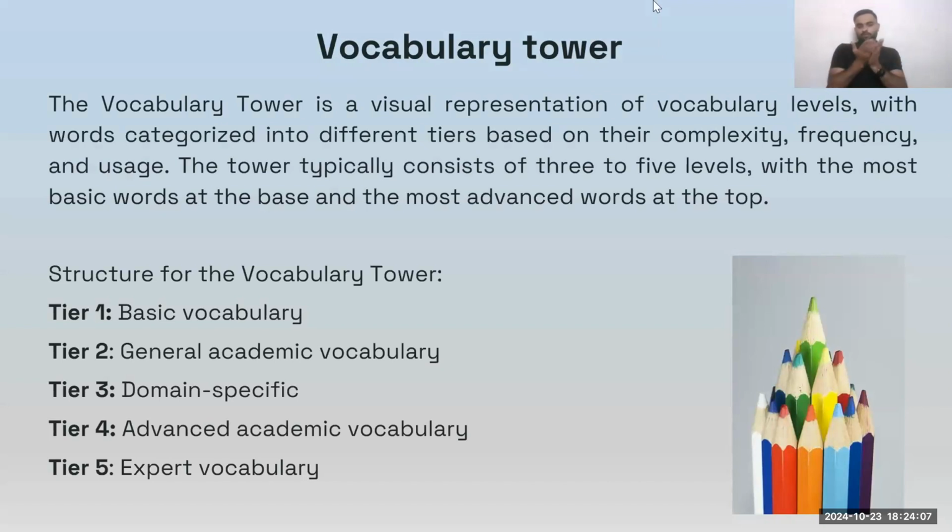The words are divided into a tier system from tier 1 to tier 5, different levels, with the most basic words forming the base and the most advanced words at the top of the vocabulary tower. So now tier 1 is the basic vocabulary, that is the vocabulary that we need for day-to-day life, emotions, actions, our needs, and so on.